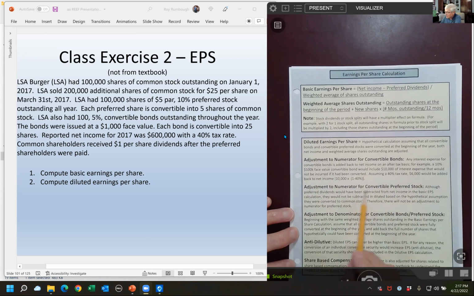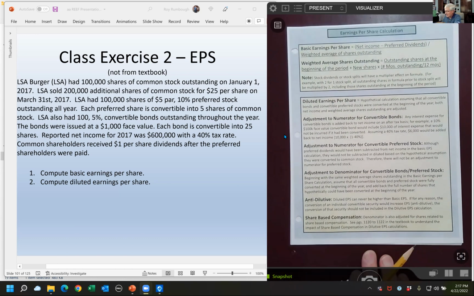And then for preferred stock, we are going to add the shares in if the preferred stock got converted into common stock. However, remember in basic, we subtract the preferred dividends. Well, if they got converted January 1, they don't exist anymore. So there we don't subtract the preferred dividends. And then let's see if there's anything else here.